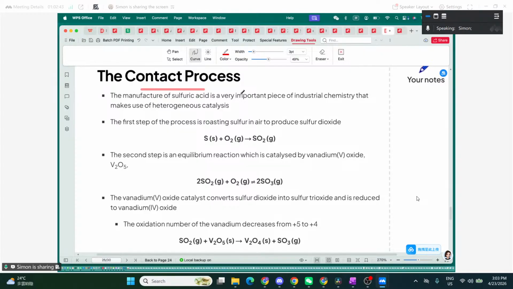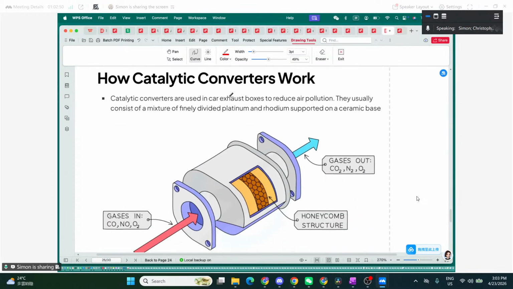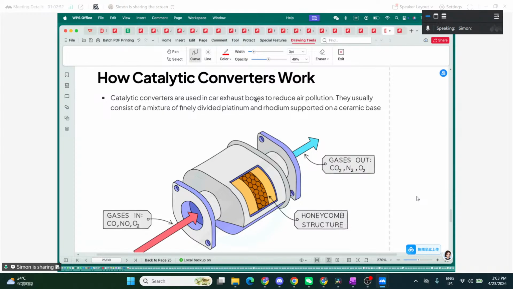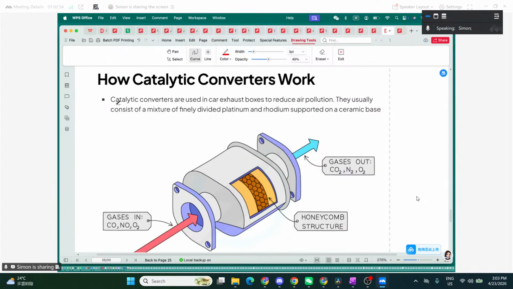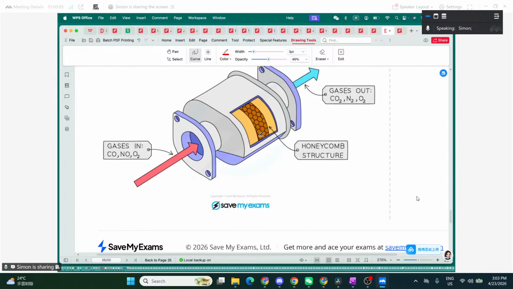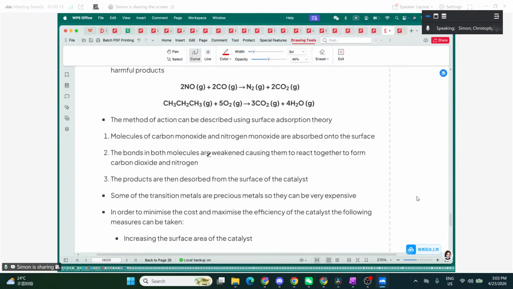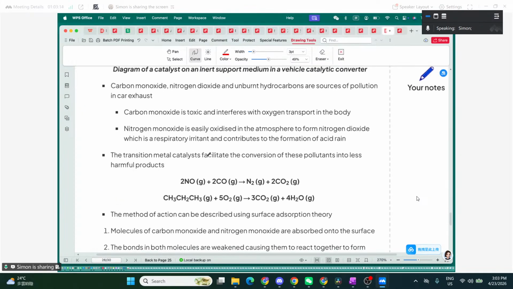Is there any problem? It's okay. And how does the catalytic converter work? Look at the graph. Catalytic converters are used in exhaust boxes to reduce air pollution. Understand the graph? It's like this. No problem. And here is the detailed process. Okay, understand. So this chapter is done.